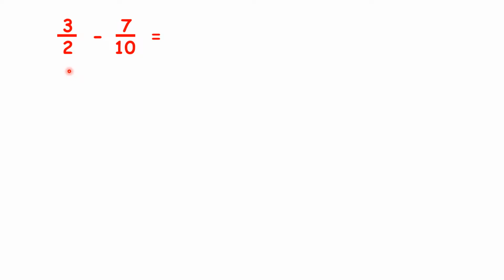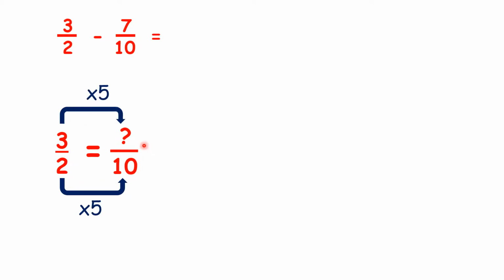Now we have 3 halves, so we have an improper fraction, and we're subtracting 7/10. When subtracting fractions, just like when adding fractions, we need the denominators to be the same. So we can change 3 halves into 15/10. Then subtract 7/10 from 15/10.